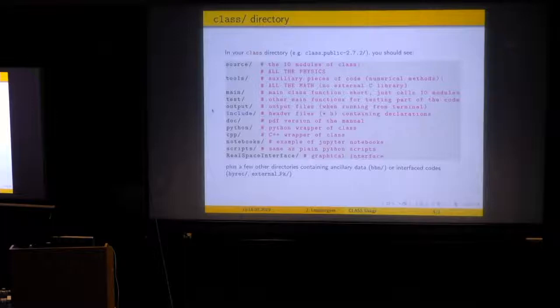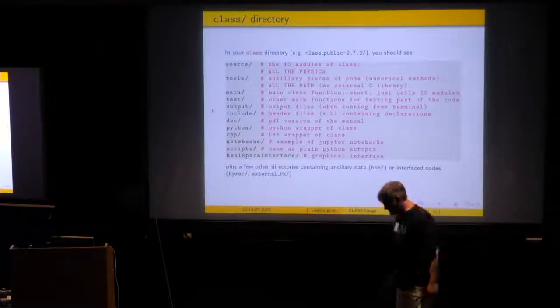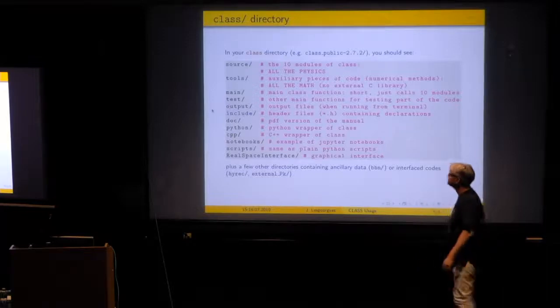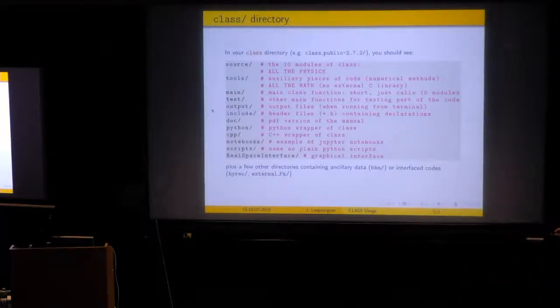Output is where the code will write the output if you run from the terminal, not if you run from a wrapper. Include are the usual feature in C. It contains all the header files. So this is where the structures and the functions are declared. Doc should contain the PDF version of the doxygen manual. Python contains, of course, a Python wrapper.